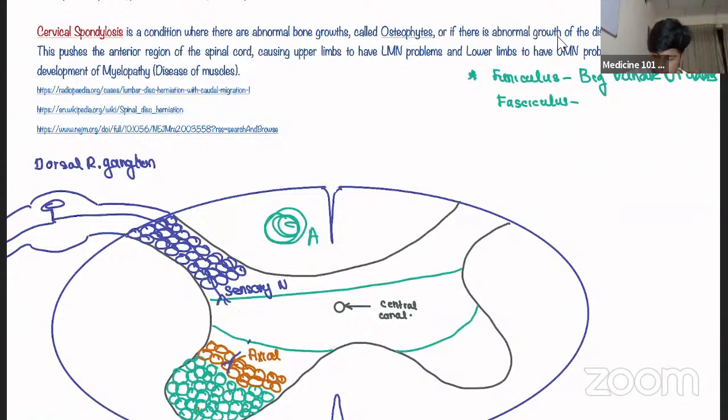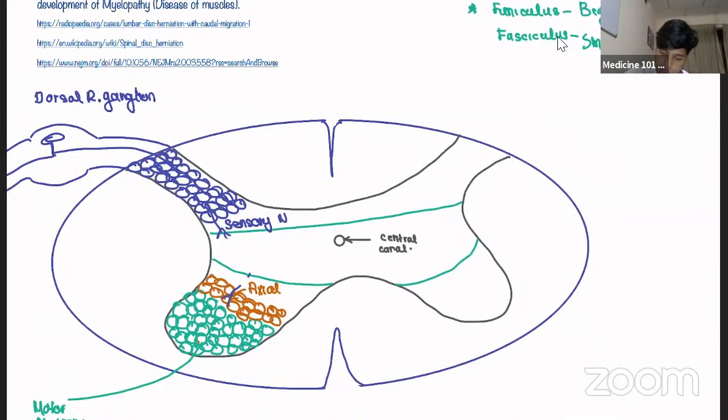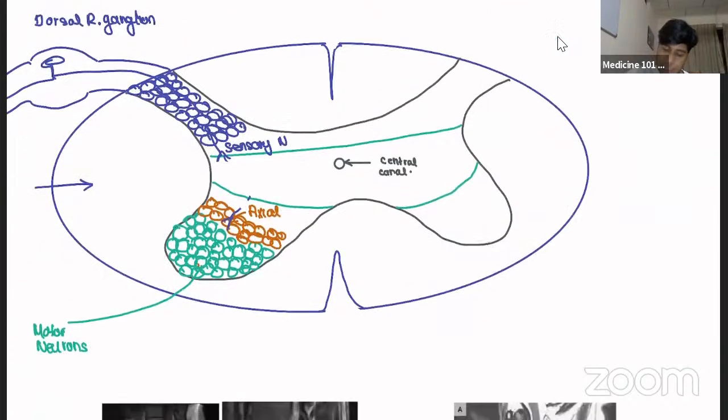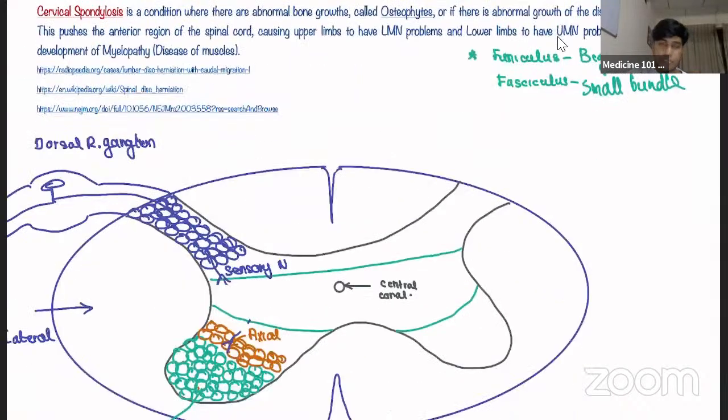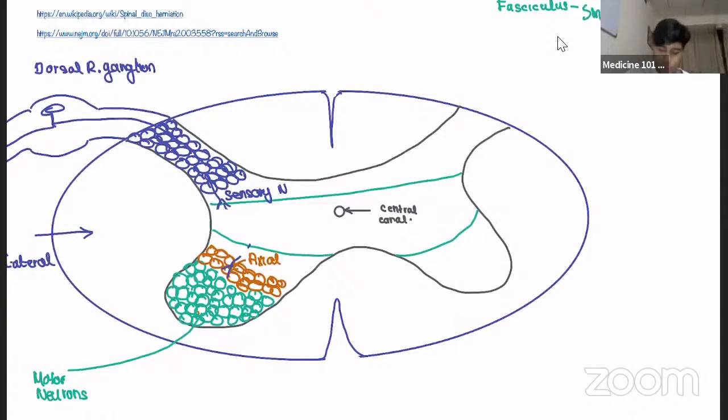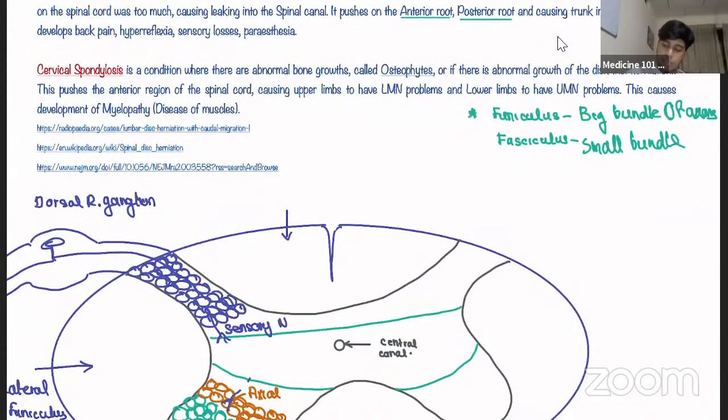So you guys understand that a fasciculus literally means small bundle. You can Google it. It means small bundle. And let me show you guys what it means. Can you guys name this? Is this the lateral, medial, or the posterior funiculus? I wrote the answer. This is the lateral funiculus. What is this then? What is this, over here?